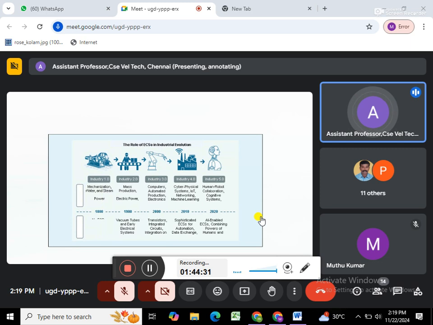Industry 1.0 is completely based on mechanical components, and steam power is what they commonly used in many cases. So this is the case in Industry 1.0. But when it goes to Industry 2.0, along the 19th century, they started using electric power for the production of some components.